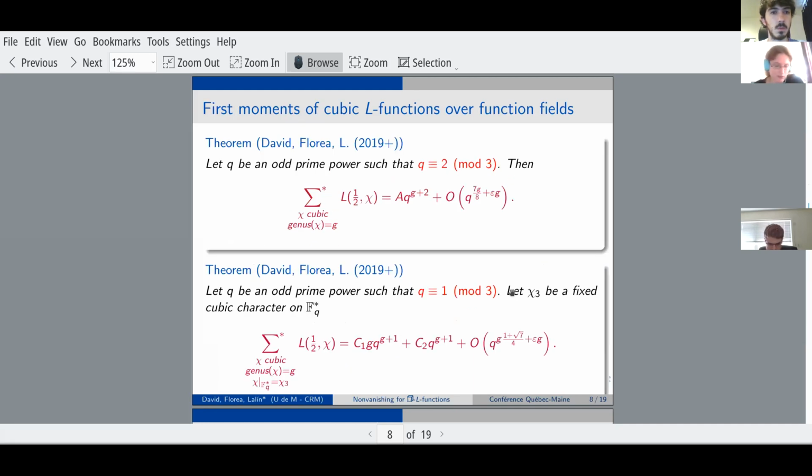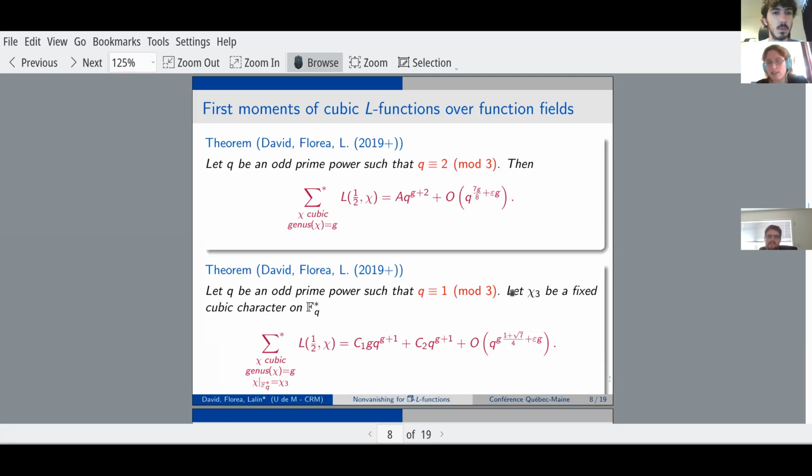Now what we want to talk about is the cubic case for function fields. The first result we have has to do with the first moment. We recover the first moment in both the non-Kummer and Kummer cases. Non-Kummer is when we take the base field F_q with q congruent to 2 mod 3, so the third roots of unity are not present there. And the Kummer case is when q is congruent to 1 mod 3.